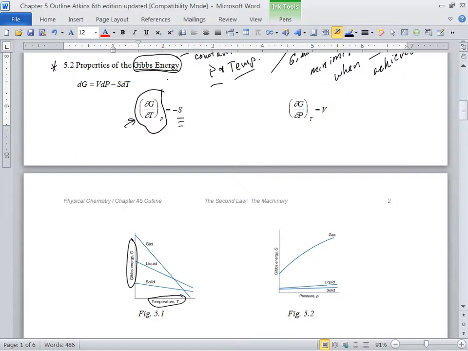And then if we plot Gibbs energy, how it changes with respect to pressure, keeping temperature constant, well, that's going to be volume.